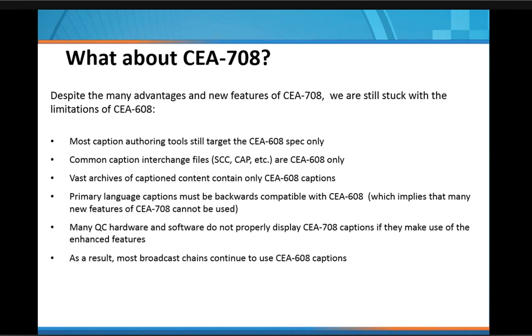So as a result, pretty much captions are still a CEA 608 world. And what happens is that data is translated to 708 as the last step of the broadcast chain. So at the TV station, there's a piece of hardware that takes the 608 captions and upconverts or translates them to 708, and that's why all the TVs can receive 708, even though everything is still authored as 608.